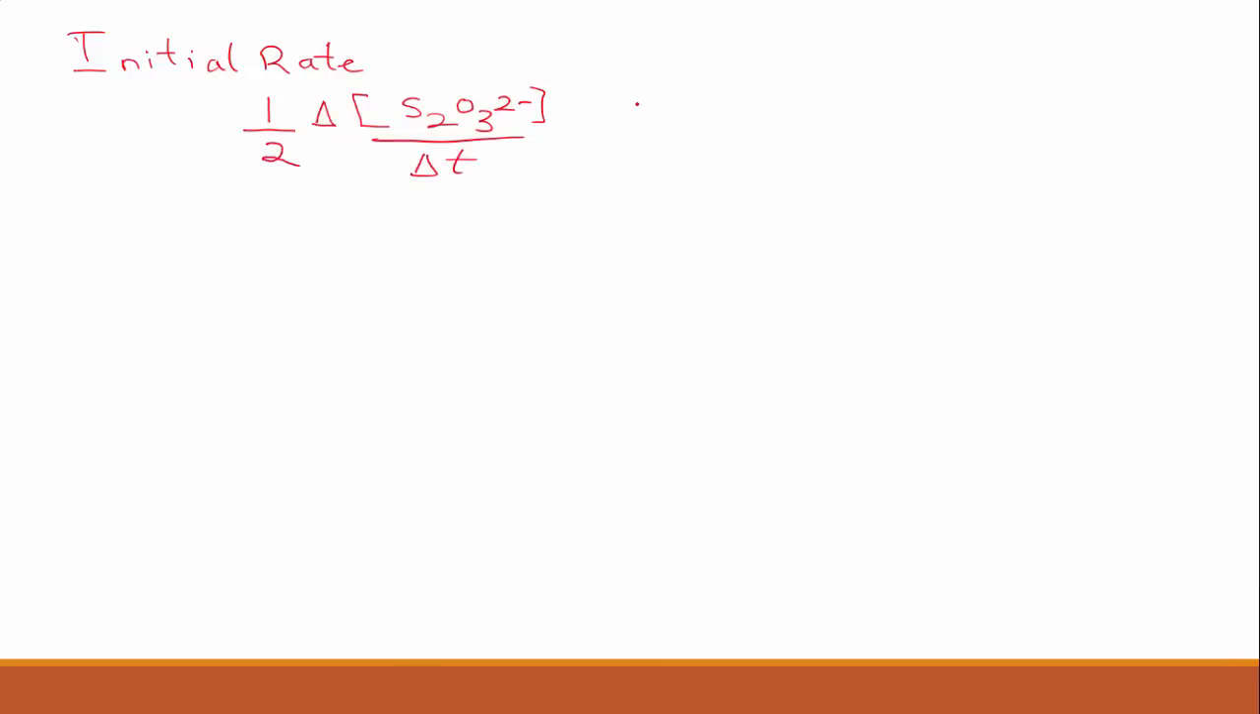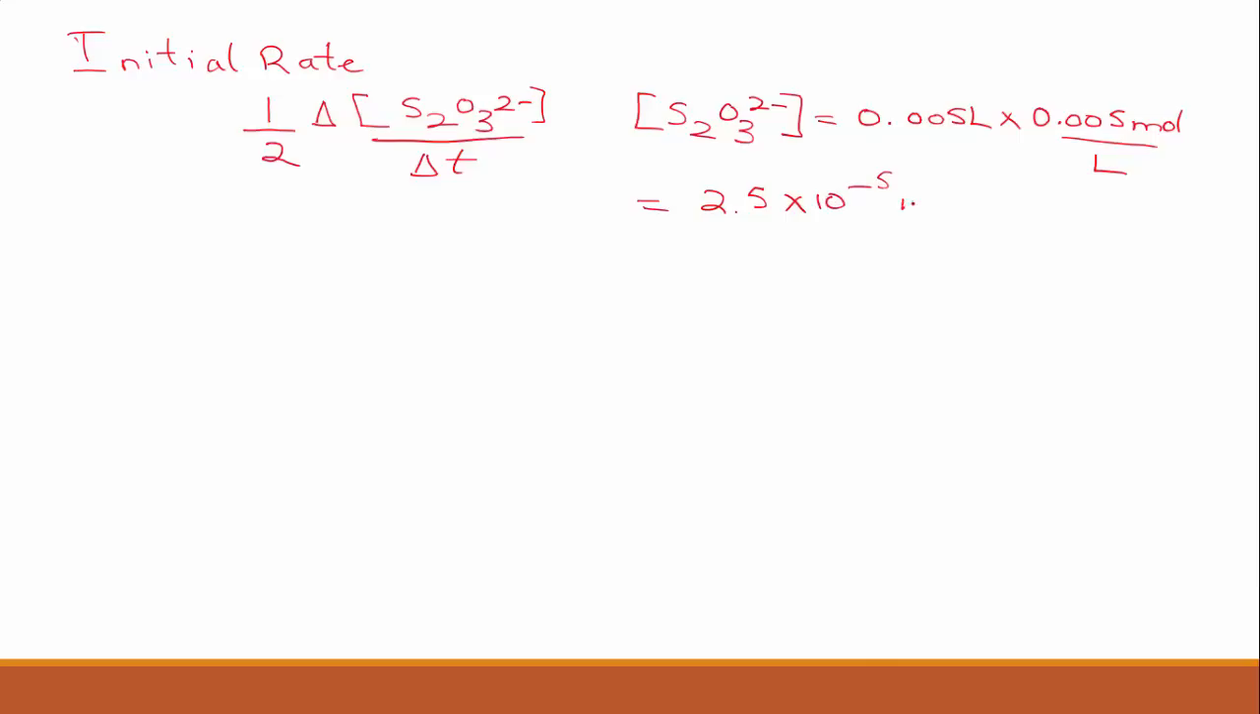So to find the concentration of S2O3 2 minus, similar procedure like we did in the previous. This is going to be equal to the volume that you added, 0.005 liters, times the concentration, which you should have found on the bottle, is 0.005 moles per liter. So this equals 2.5 times 10 to the negative 5 moles.